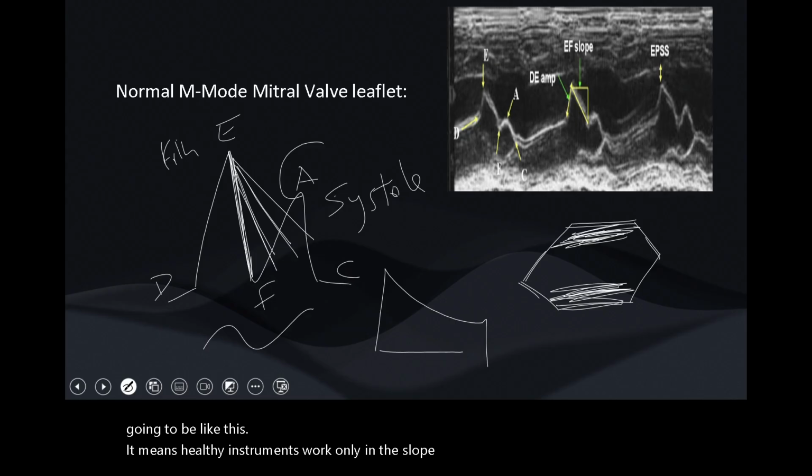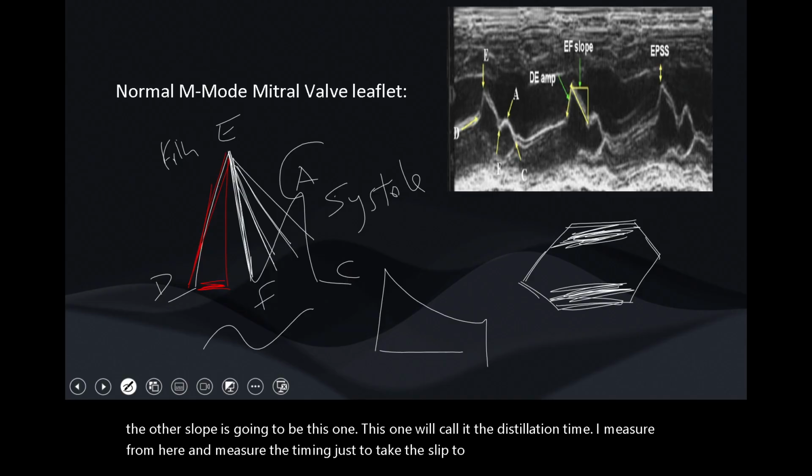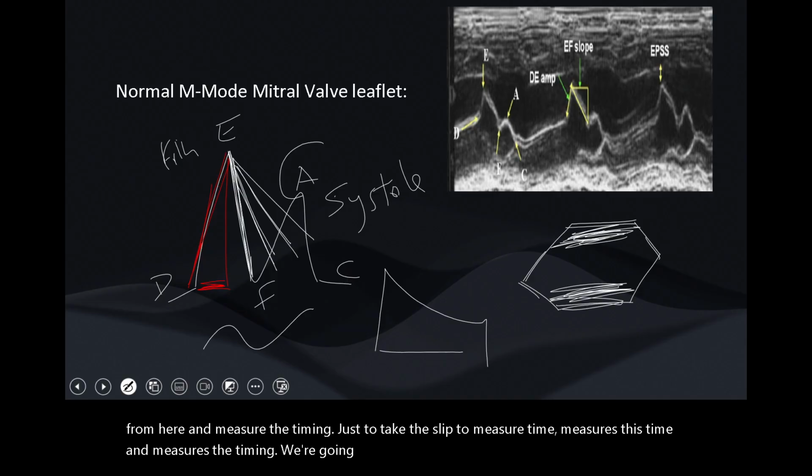If you look on the other slope, the other slope is going to be this one. This one we'll call the deceleration time. I measure from here. I measure the timing. Just to take the slope to measure, but I measure this time. We're going to talk about this one when it comes to time.